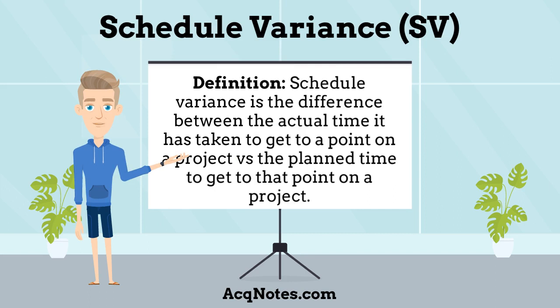What is a schedule variance? Schedule variance, SV, indicates how much a project is ahead or behind schedule. It measures whether a project is on track by calculating actual progress against expected progress. SV is used by the program manager and program personnel to determine how best to utilize their remaining resources. The definition of a schedule variance is the difference between the actual time it has taken to get to a point on a project versus the planned time to get to that point on a project.